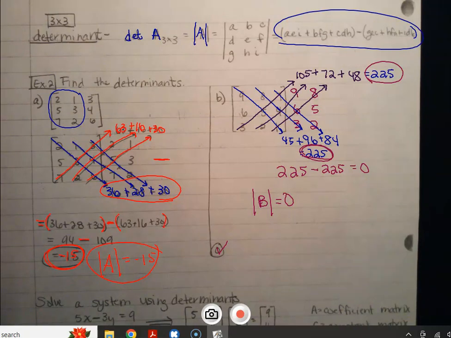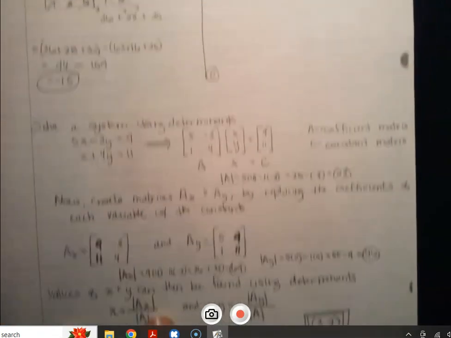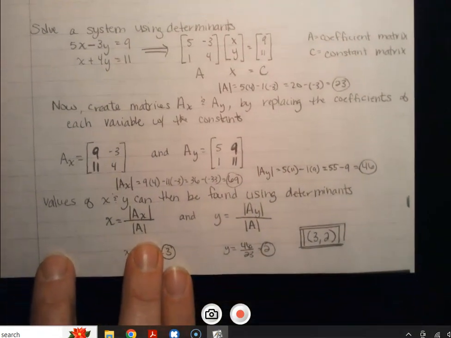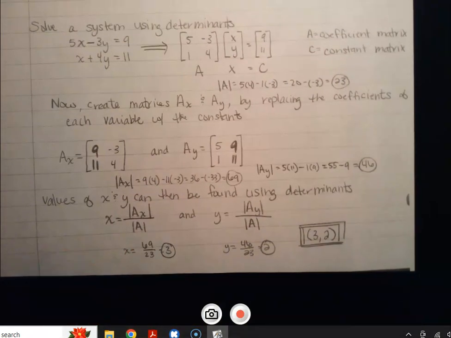Okay, so now we're going to get into solving a system using a matrix, or using determinants, pardon me. But we also need the matrix. Okay, so let's check this out. Solve a system using determinants. Well, first of all, we did this yesterday in class. Okay, so we have to take the system of equations and put it into matrix form.